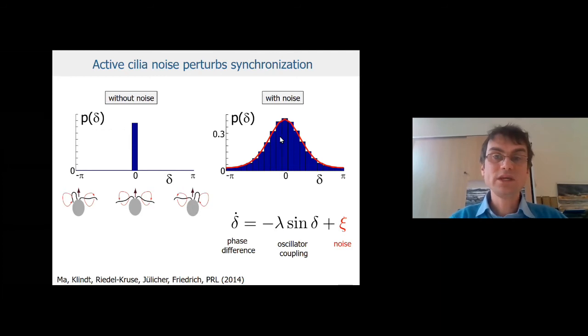And for this plot, we used the synchronization strengths that was previously measured, and that also matches our theoretical predictions. And we use a noise strength that we measured for sperm cells, and we just assume it's the same for Chlamydomonas. So the cilia noise that we had at the beginning of the talk is important for synchronization. It perturbs ciliar synchronization, giving rise to fluctuations around the synchronized state and occasionally phase slips, where one of the two cilia takes an extra beat.